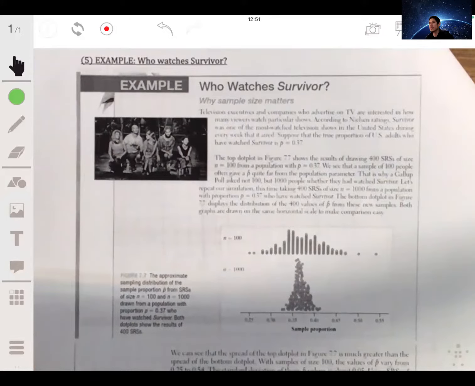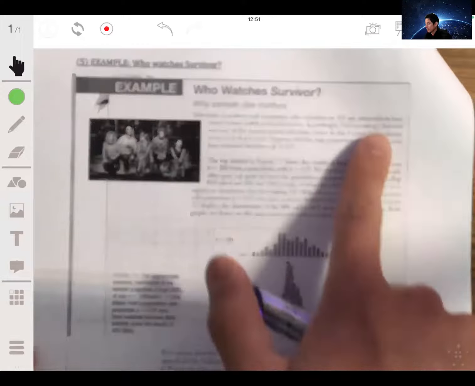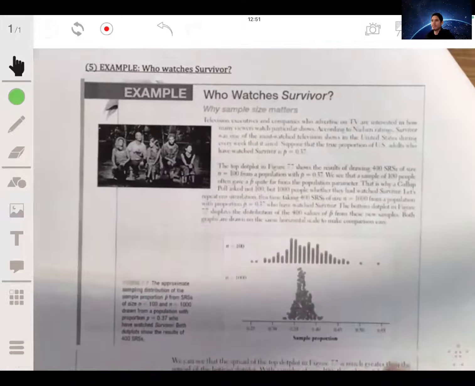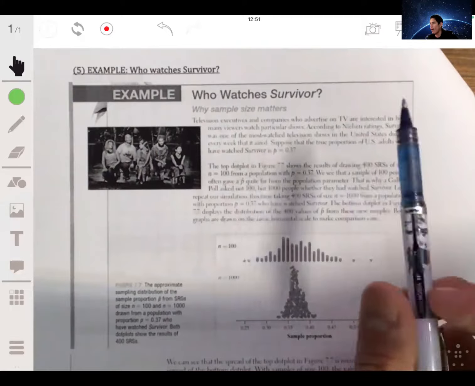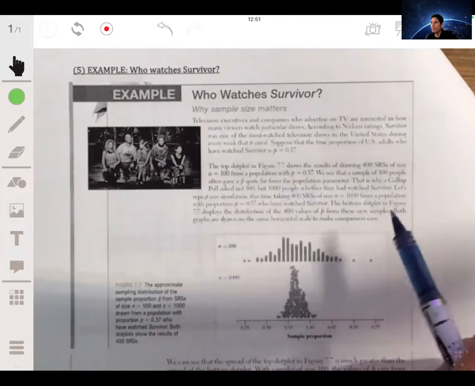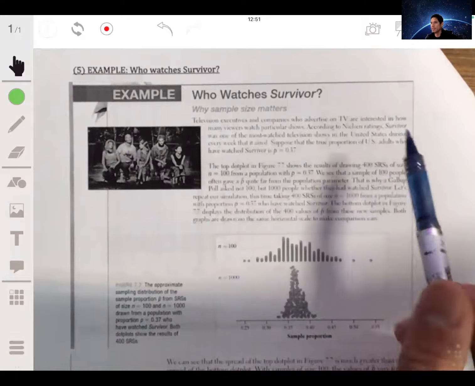Now, another factor we have to consider deals with the precision of our samples, like how precise our sample is going to be. So let's look at this example. This might have been before your time. There's this show that was called Survivor. I never actually watched it, but I heard it was good. Anyways, they were trying to figure out what the true proportion of US adults who watched Survivor was.